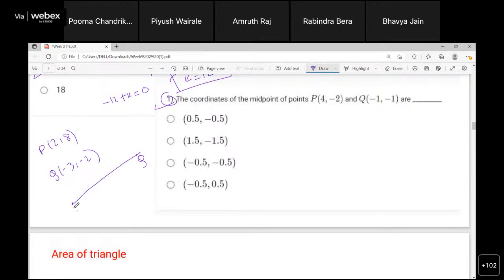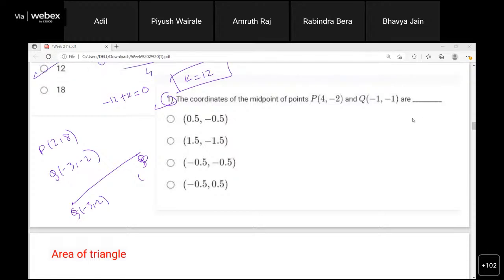So this is minus 3 comma minus 2 and this is P, that is 2 comma 8. Now it cuts the line in the ratio m is to n, right? Now just say this is the origin, this is 0 comma 0. My x coordinate will be m into 2 plus n into minus 3 upon m plus n, right?